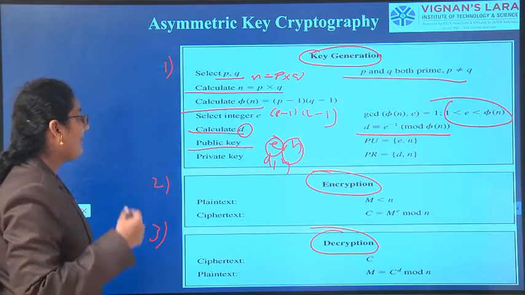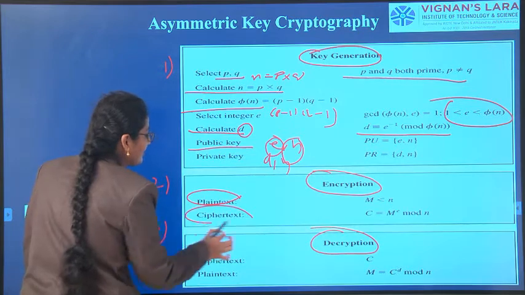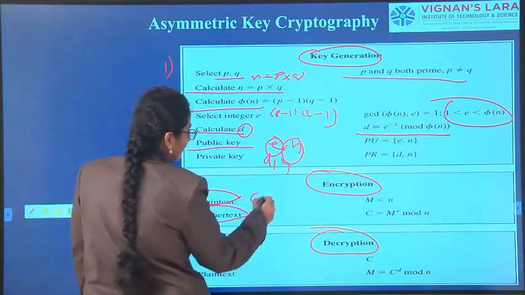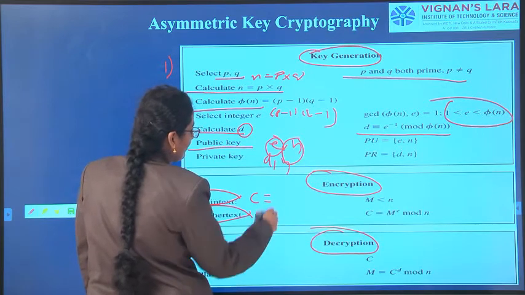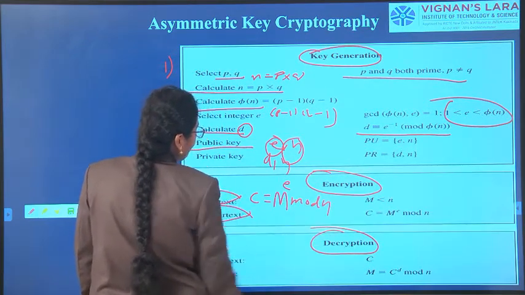What is second step? Encryption. In encryption what we will do? We will convert plain text into ciphertext. So what is the formula for ciphertext? Ciphertext equal to capital M power E mod N.